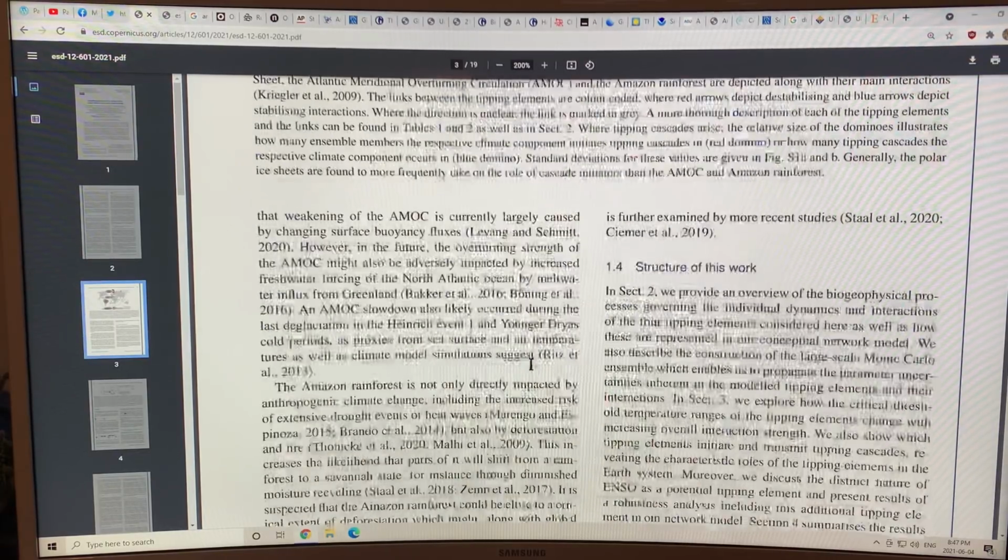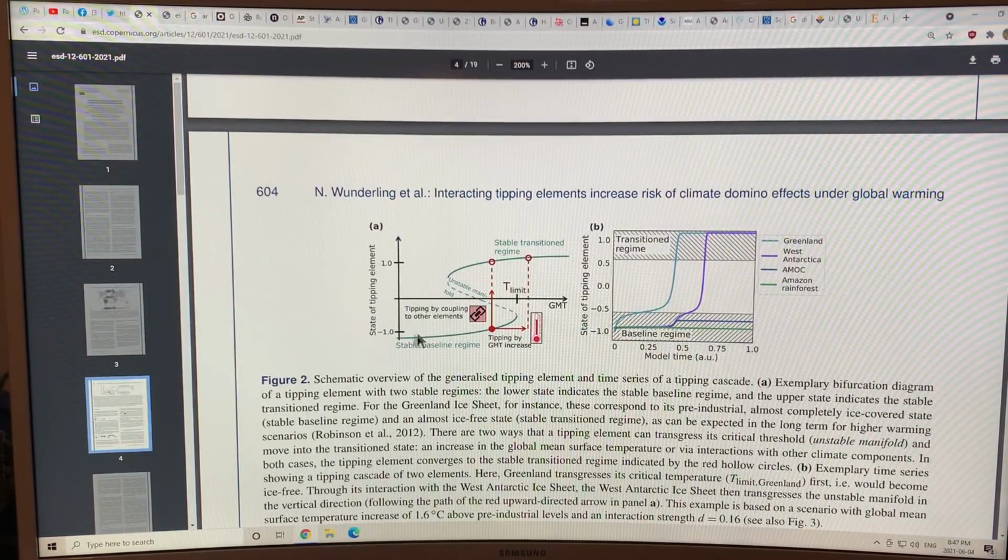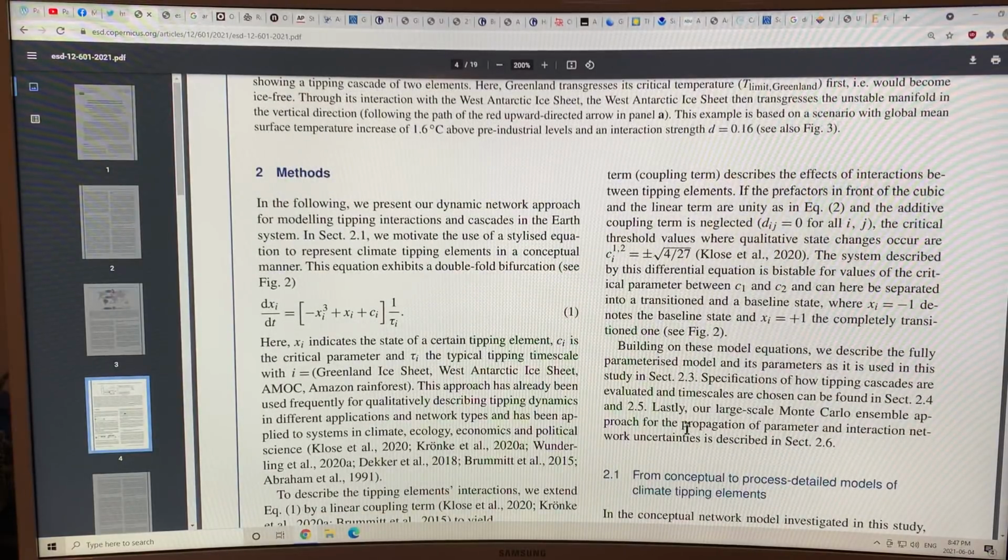And that's probably the most difficult thing. I talked about the bifurcation diagram, where you go from a stable state to another stable state, but you're going to a much higher temperature. The next stable state for the planet would be a much, much higher temperature. And you can model the tipping elements. Here's your baseline to the transition, and Greenland probably goes first, and then West Antarctica, and AMOC and the Amazon rainforest hang in there longer, according to this, and I don't necessarily agree with that.